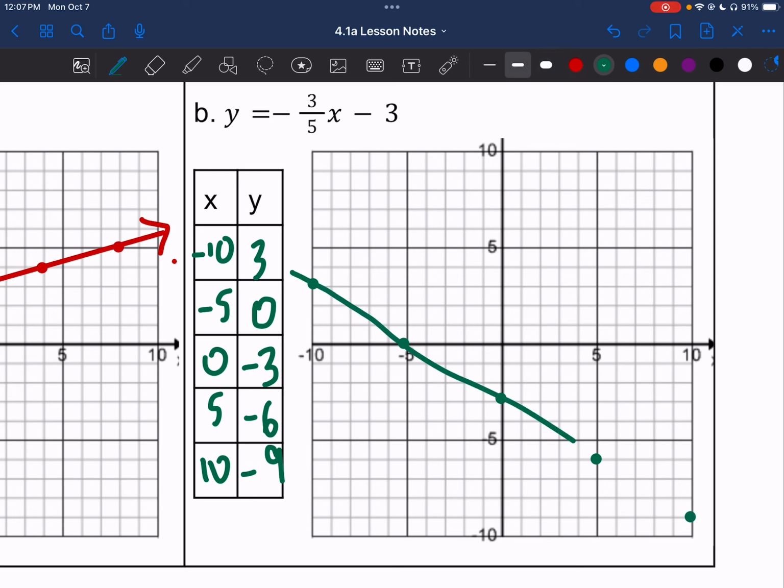And if we draw in our line, we're right there. All right. So we're going to go on to the next page now.